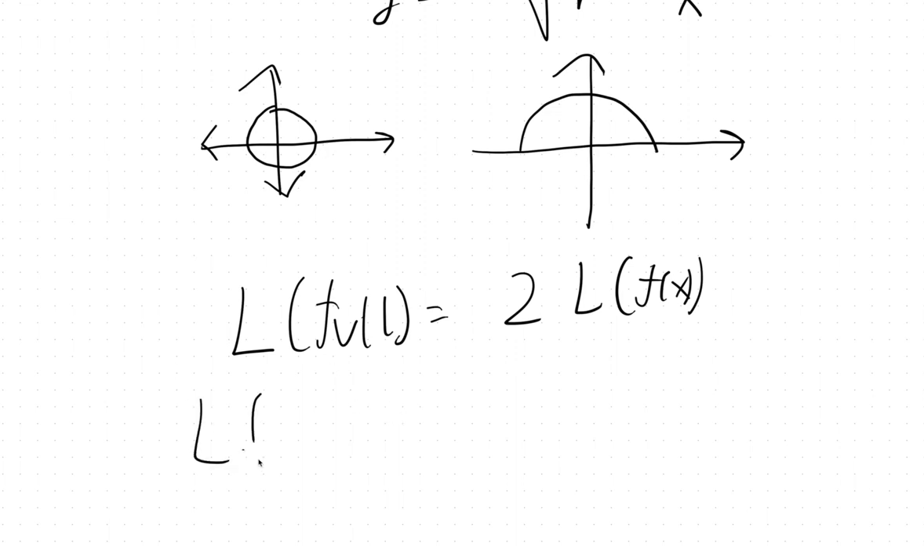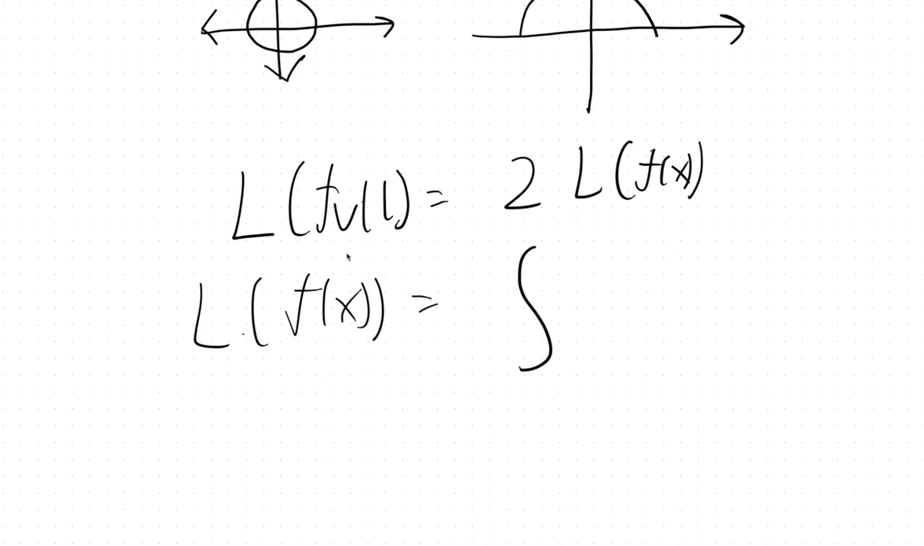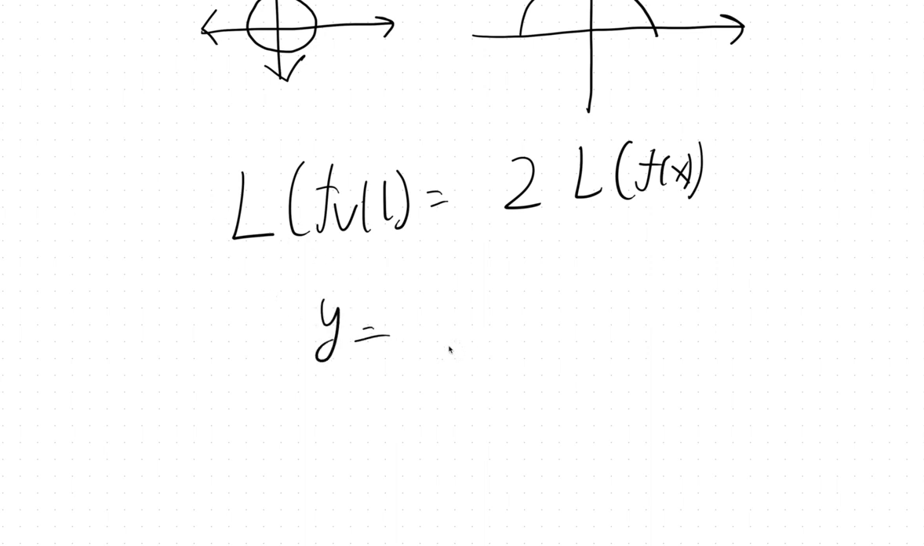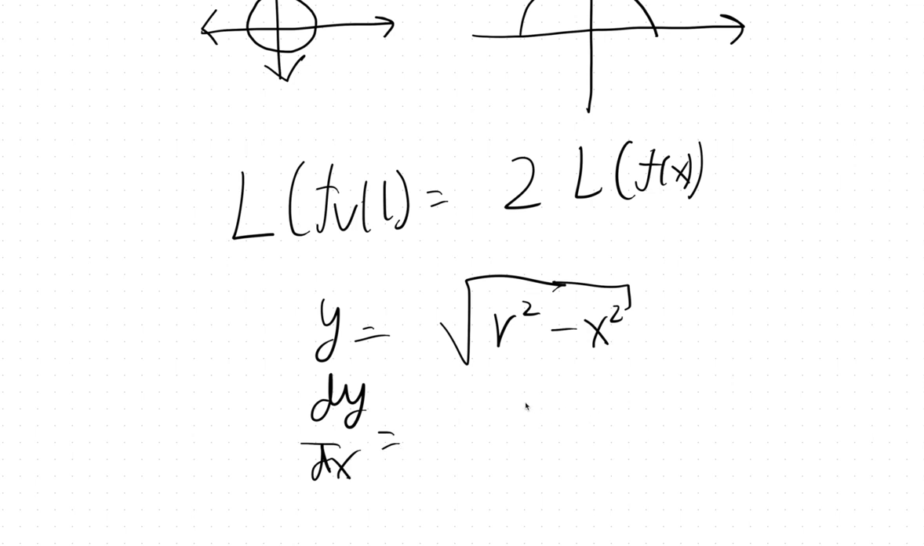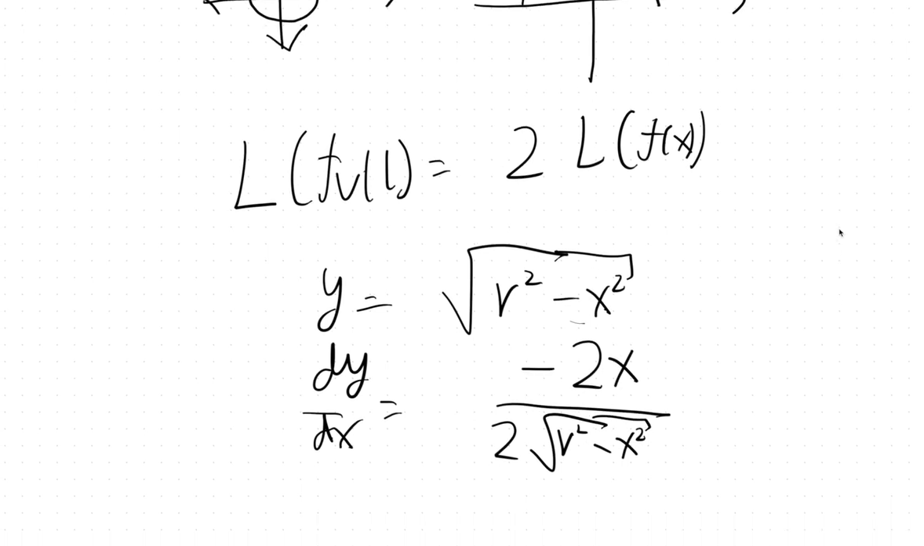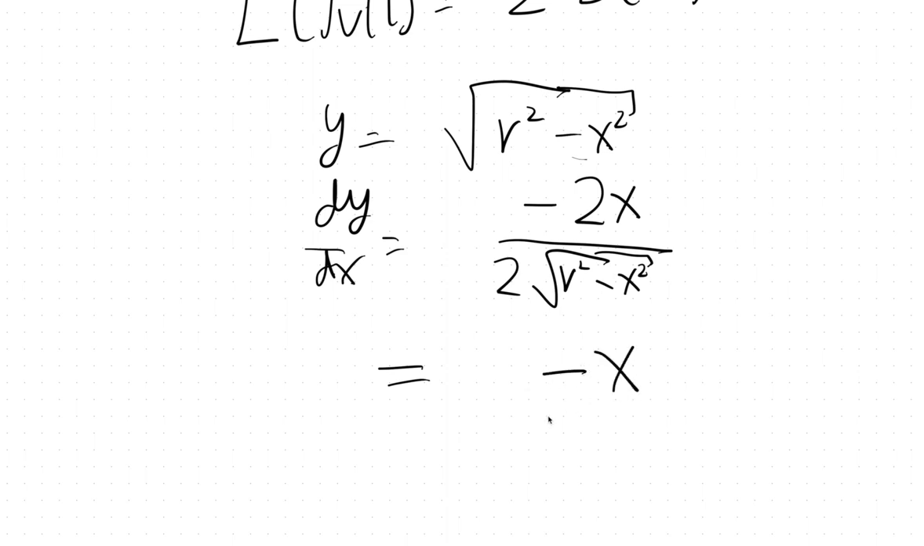Okay, so now we need to find the length of f of x, which is equal to the integral of... instead of writing this right now, I'll solve for dy by dx. We have y is equal to square root of r square minus x square. So dy by dx is equal to minus 2x, the derivative of the inner function, divided by 2 times root r square minus x square. And that's basically minus x over root r square minus x square. Alright, so now we have the dy by dx.